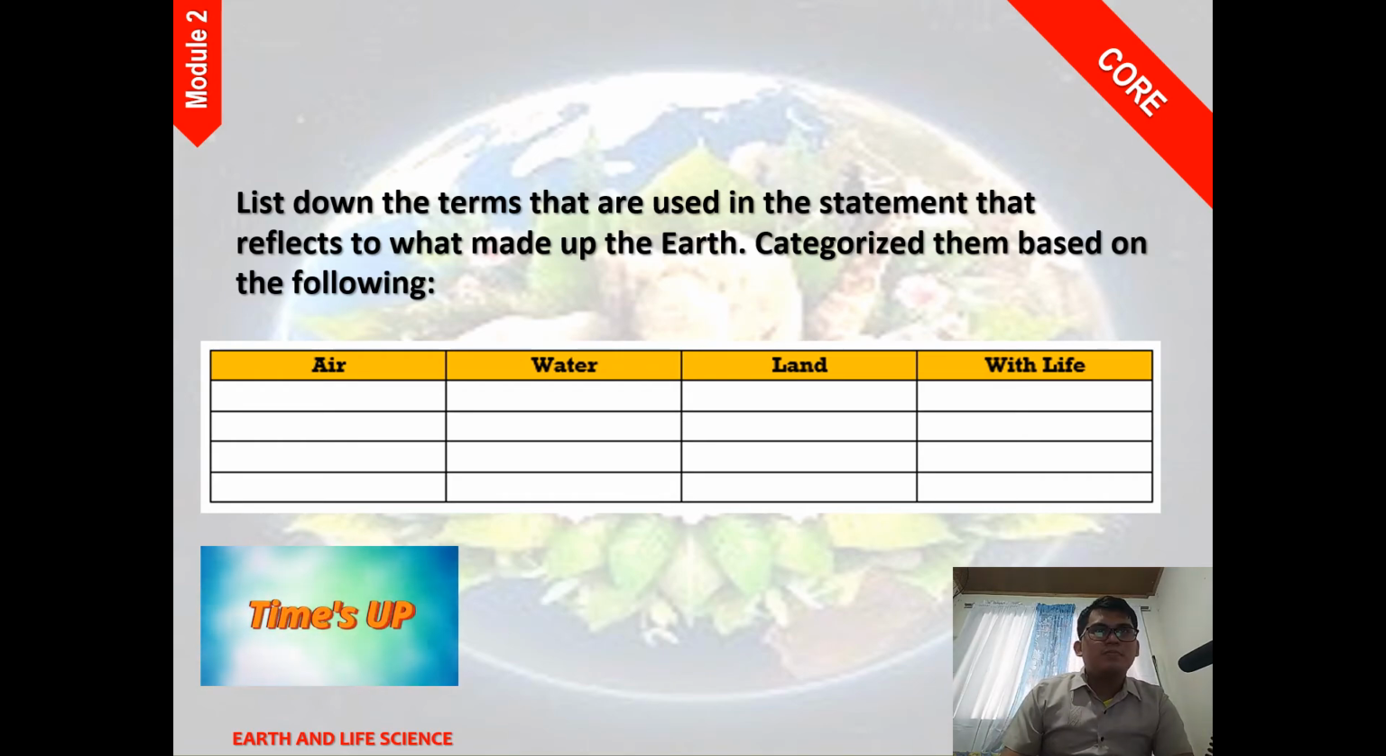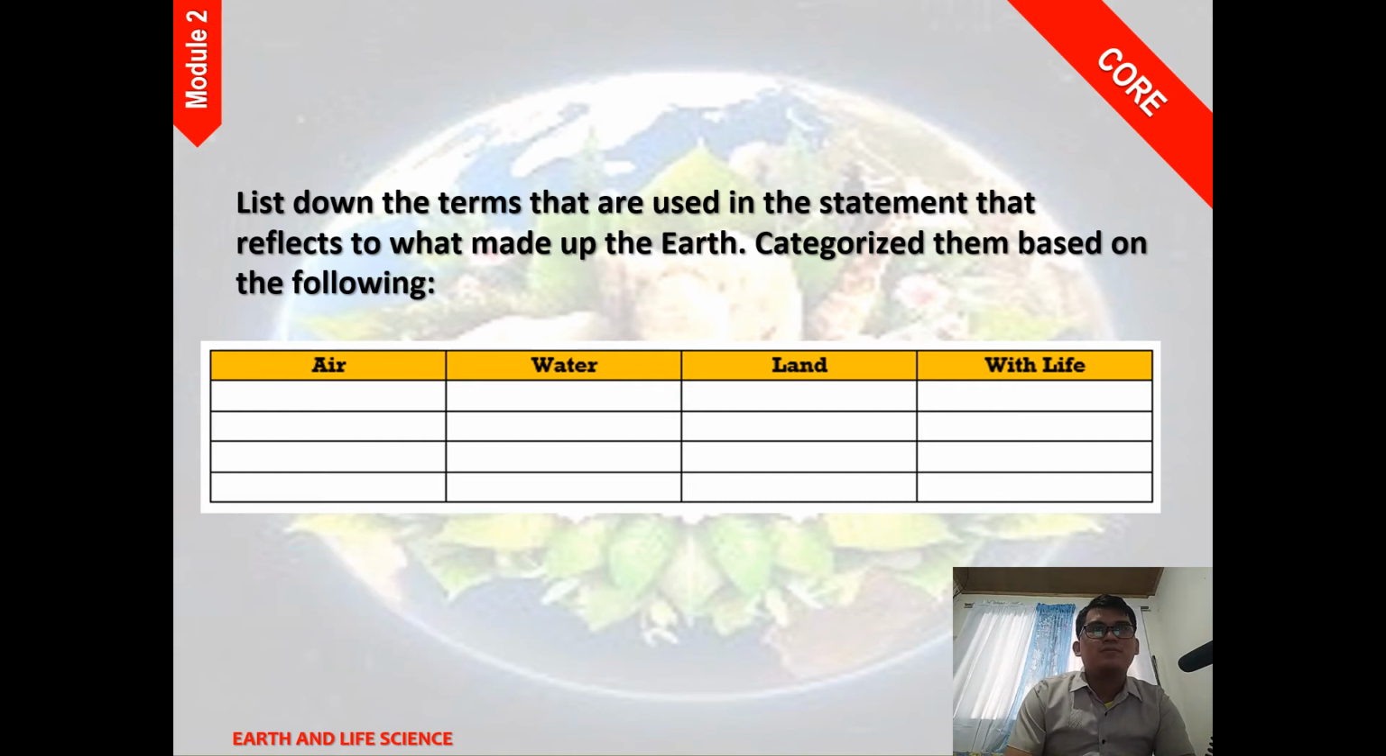Time's up. Let us now see if you have the same answers. Under air, we have wind and rain. In water, we have the ocean. In land, we have rocky coast and shore. And with life, since you are the one who is in that scene, you are the one listed with life.